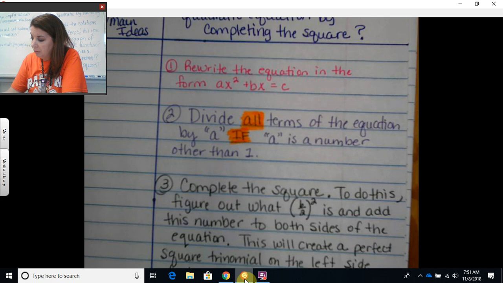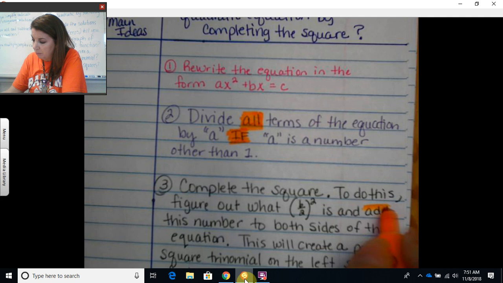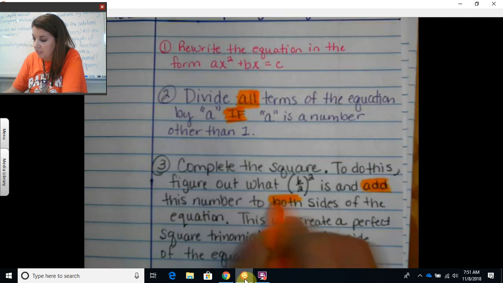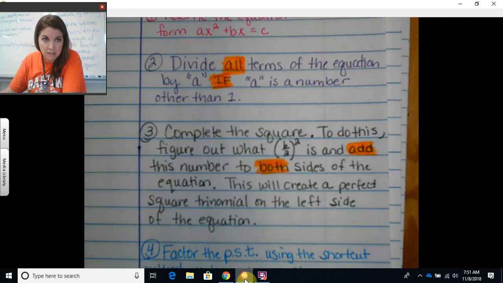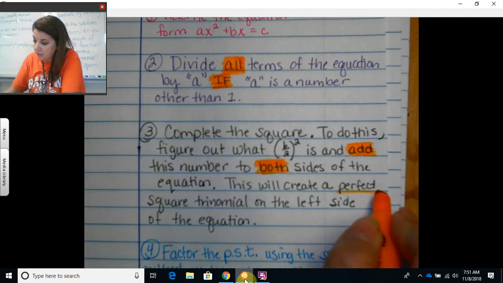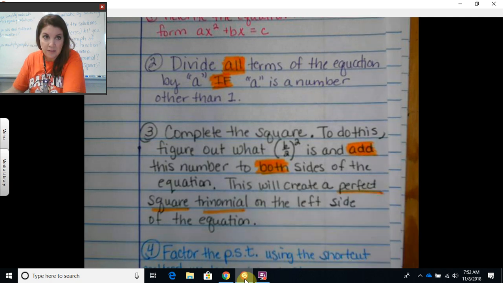Step 3, complete the square. To do this, figure out what b divided by 2 quantity squared is and add this number to both sides of the equation. A lot of students only add it to the left side. They forget to add it to the right side as well. This will create a perfect square trinomial on the left side of the equation.